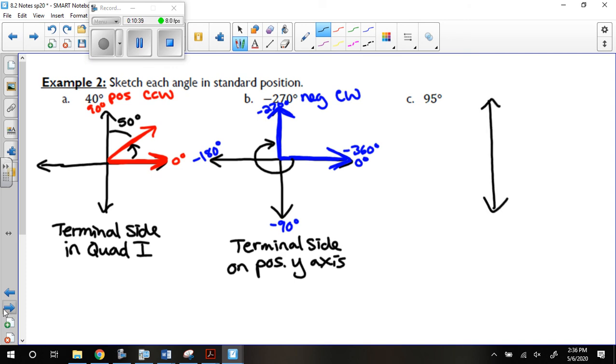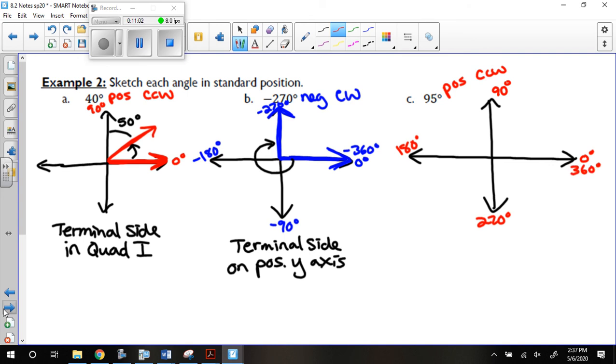And one more time. X and y-axis here. We've got 95 degrees, which is positive, so I'm going to be going counterclockwise. Got a 0. Up top is 90 degrees, 180 degrees, 270 degrees, and 360 degrees. So if we're going 95 degrees, my initial side is the positive x-axis, like it always is, and I'm only going 5 degrees past my 90 degrees up top here. So I'm not going to go much past it, just a little bit.